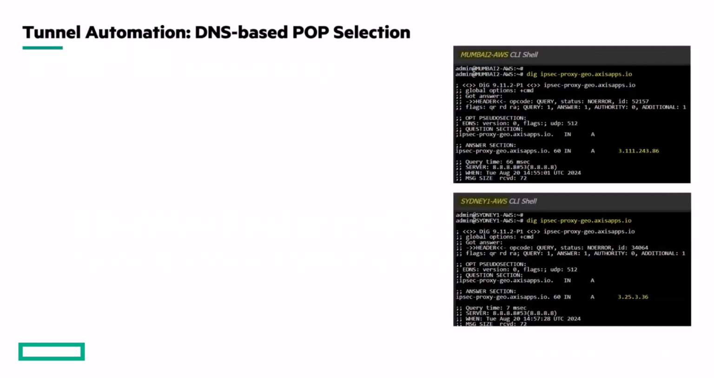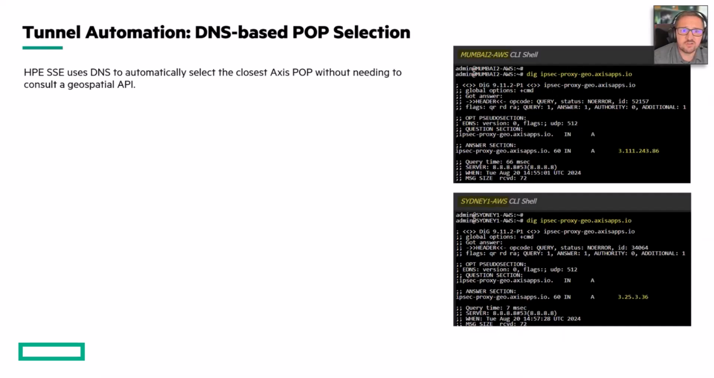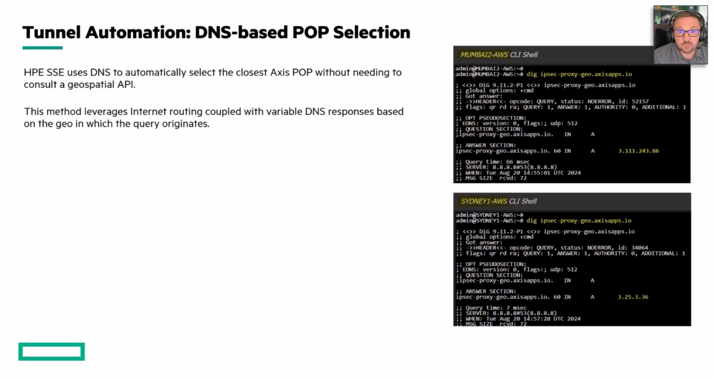Now let's talk about the way that the tunnels are constructed. The way Axis does it is they use DNS-based geo-selection. So depending on where you are in the world, you will get a different IP address. So take a look over here on the right.